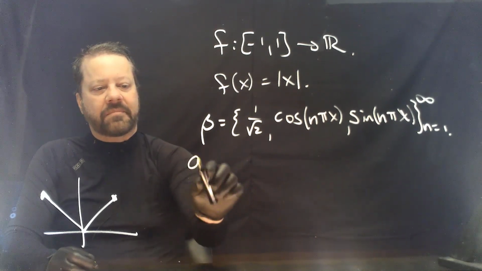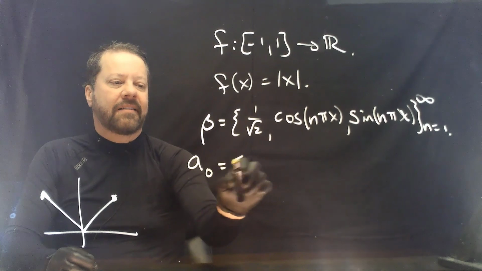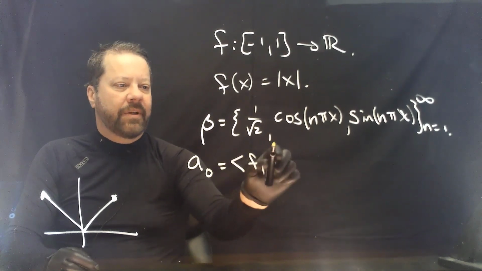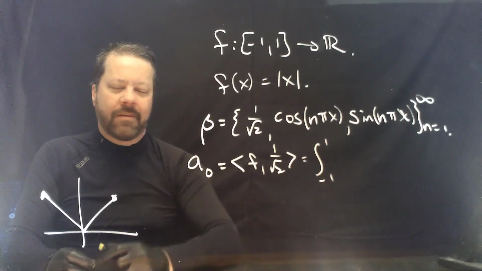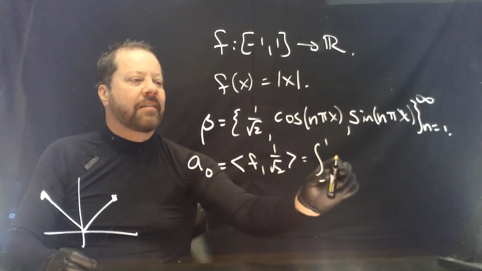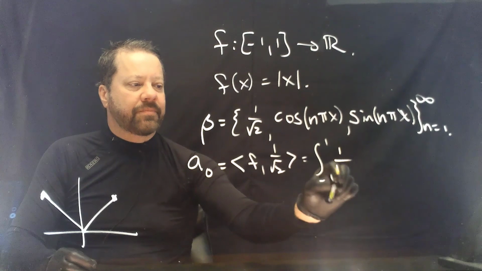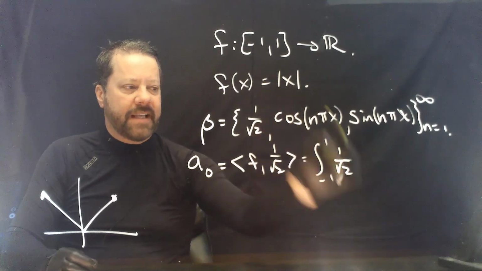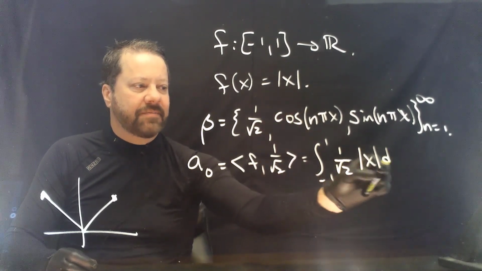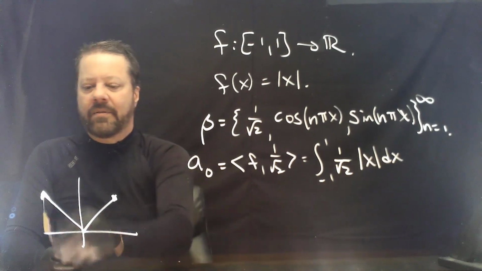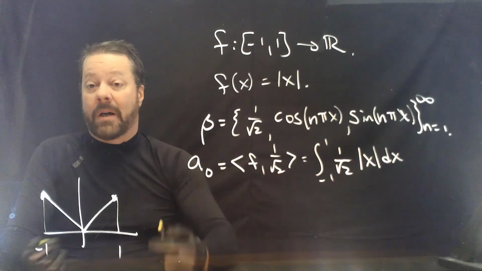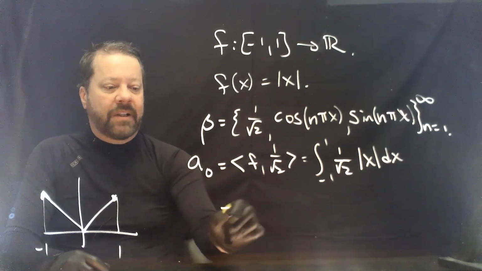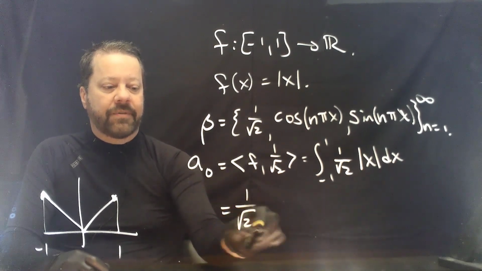Now, a naught is the inner product of f with 1 over the square root of 2. We'll integrate from -1 to 1 the 1 over root 2 times the absolute value of x. Well, the integral from -1 to 1 of the absolute value of x is 1. So we'll end up with a value of 1 over the square root of 2.